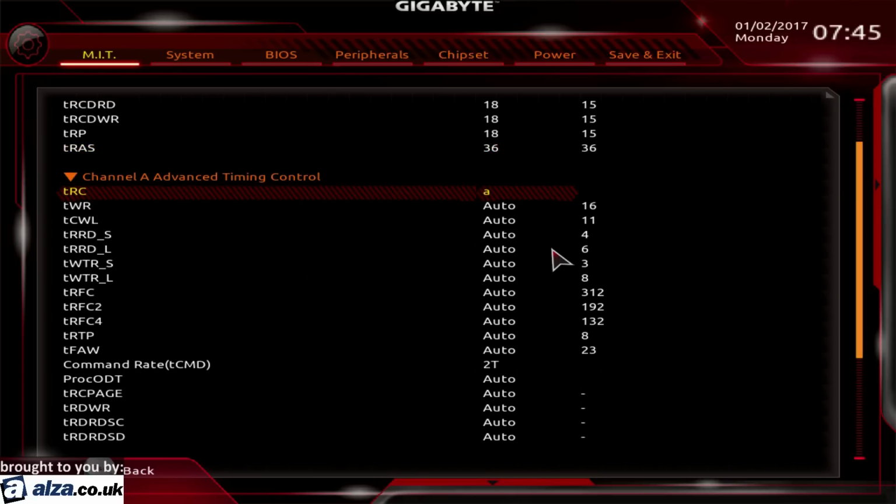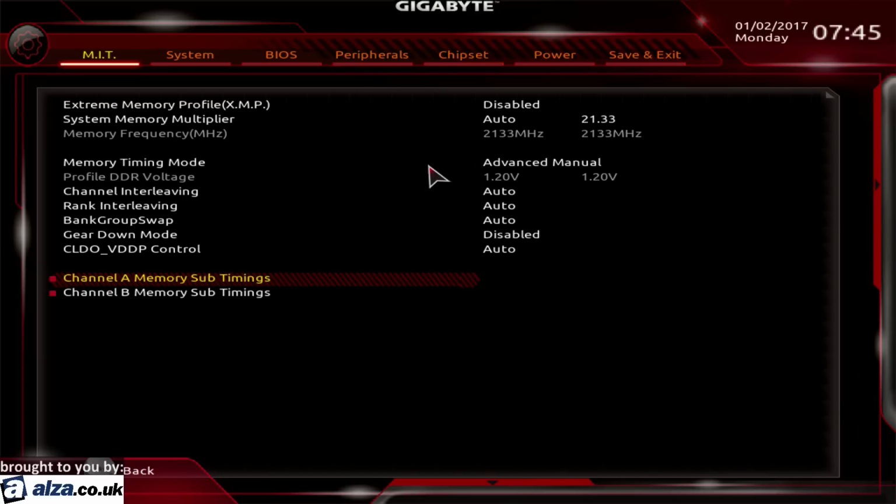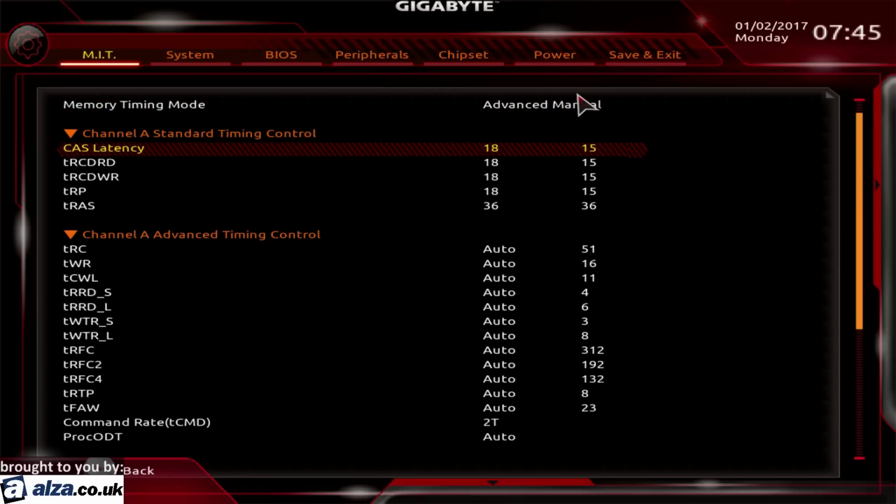And you can actually notice on the right column here in this BIOS, 51 is equal to 36 plus 15. So actually just setting it to TRP plus TRAS is the easiest way to get maximum performance without huge instability issues. However, if your TRP and your TRAS are really, really low, your TRC can actually not be able to match them, add it up.